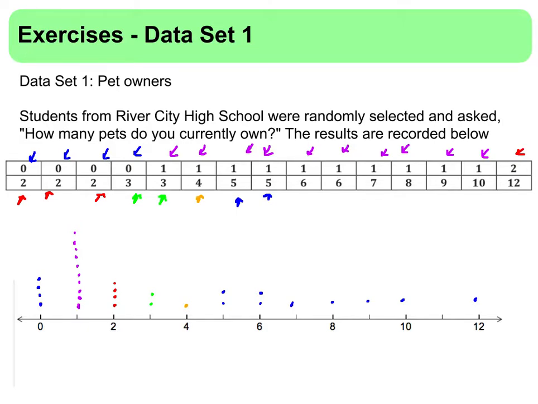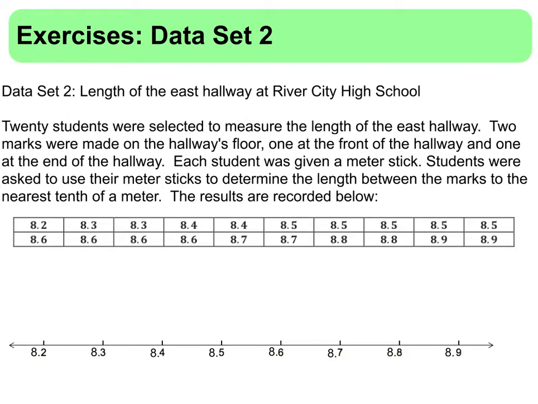Now I won't discuss much more about it right now because we will have some subsequent questions coming up momentarily. In the class, the teacher will give the students an opportunity to look at the second data set, where 20 students were selected to measure the length of an east hallway. Two marks were made on the hallway's doors, one at the front of the hallway and one at the end. Each student was given a meter stick and asked to determine the length between the marks to the nearest tenth of a meter. The results were recorded below.